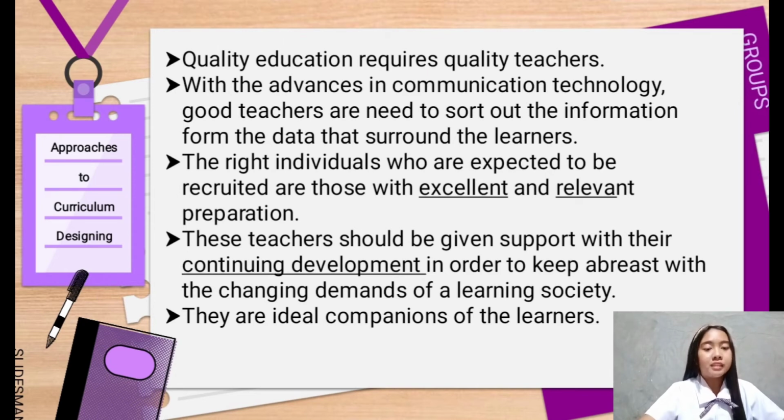Next, with the advances in communication technology, good teachers are needed to sort out the information from the data that surround the learners. Good teachers are needed to sort out the knowledge from the information, but even more important, excellent teachers are needed to sort the wisdom from the knowledge. Institutions are as good as its teachers. To conclude, to give all students great educational opportunities, we need outstanding teachers in our classroom.